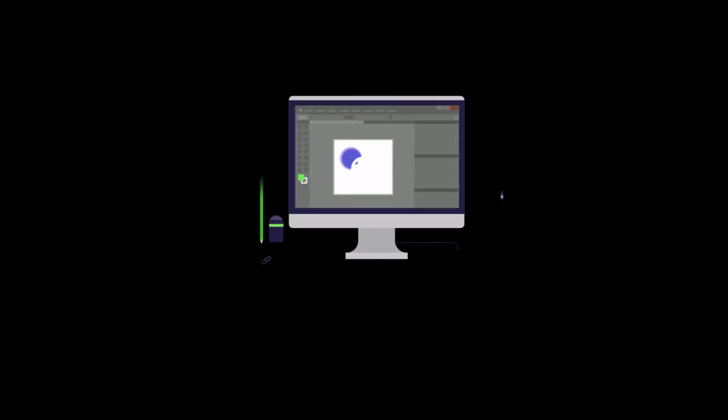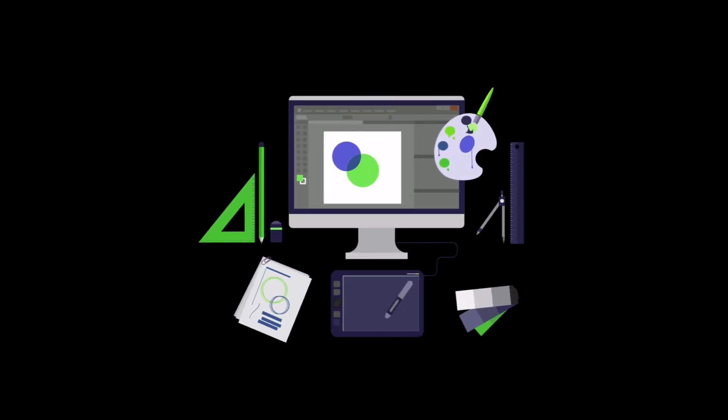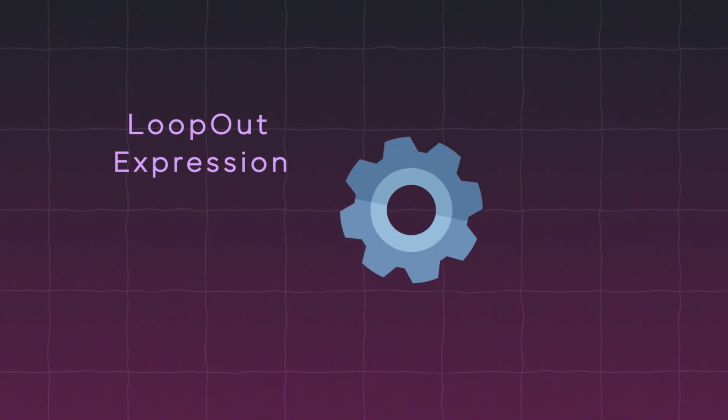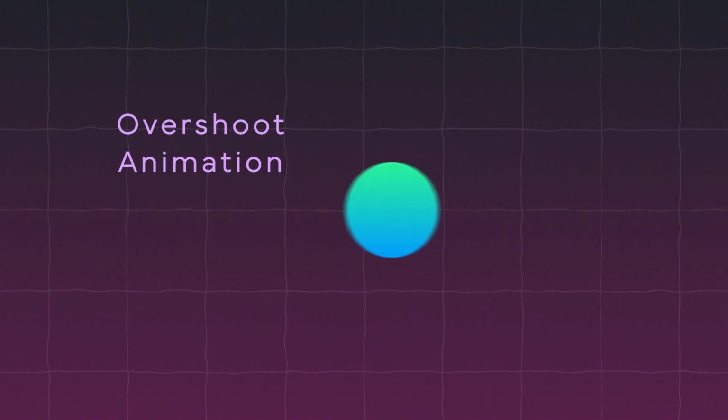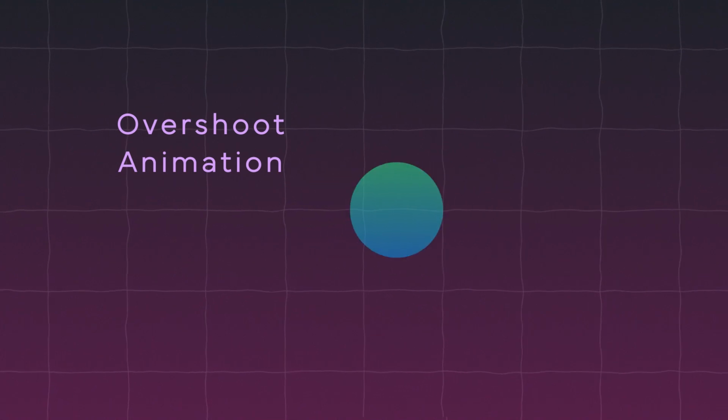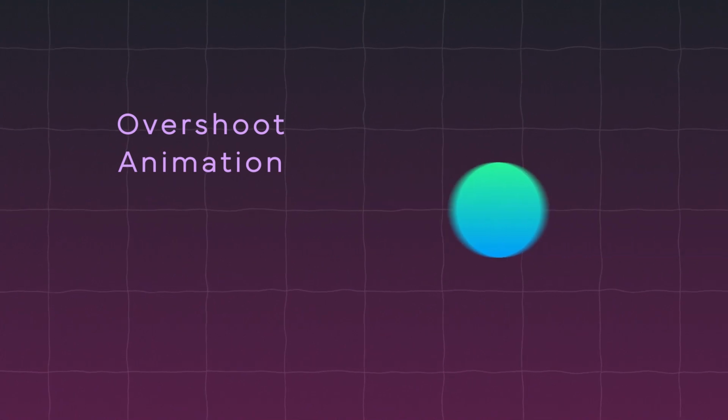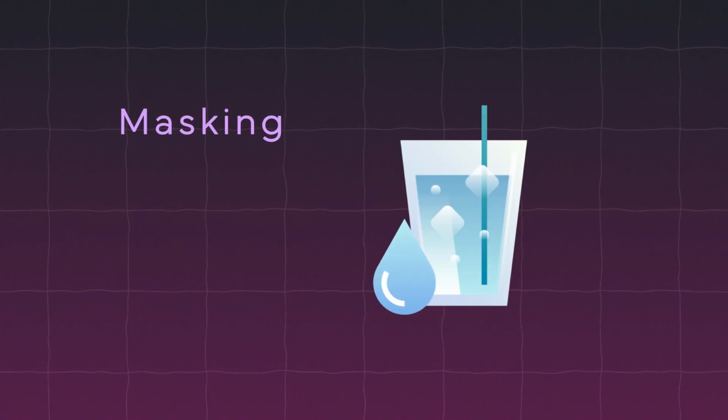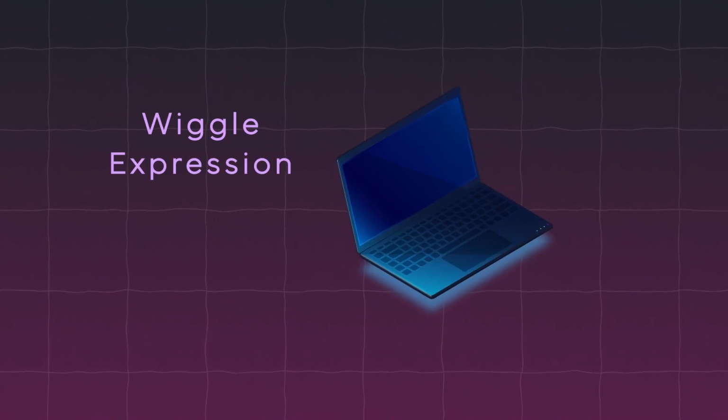There's a lot of ways you can animate graphic elements, but today, I want to talk about the repeatable type, which is the animation that goes forever, and the overshoot animation, which is the extra movement that bounces back. We'll also do some basic masking and use some basic expressions, such as the wiggle effect.